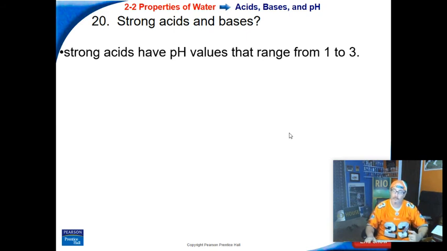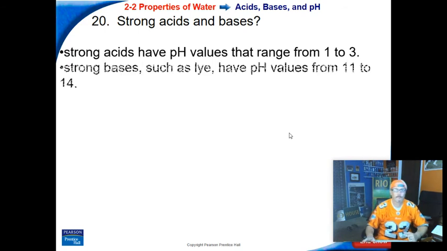So if you're ever jumping a car, which is what I was doing, make sure the red one goes on the positive and the black one goes on the negative, or the black one goes to a ground, because otherwise you're going to be in a heap of trouble.